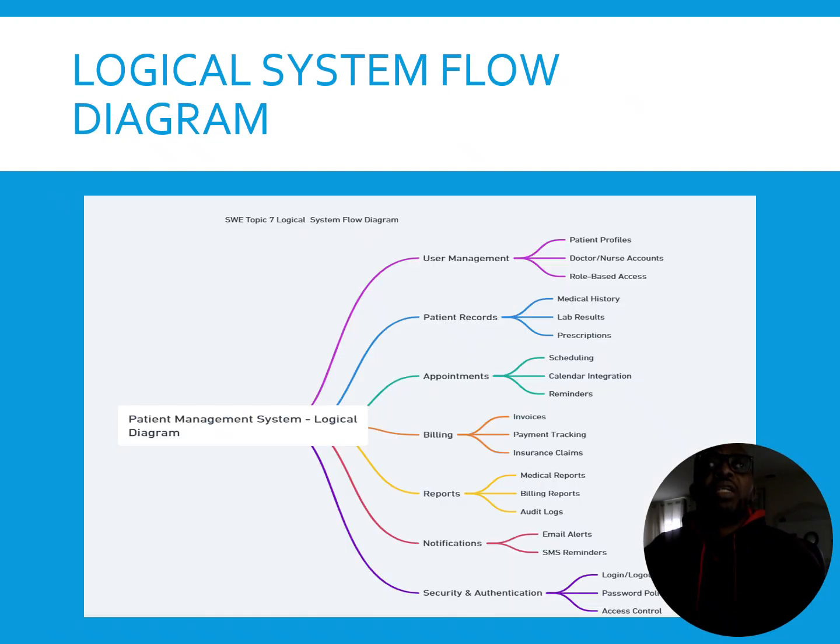Here, let's look at the logical system flow diagram. This flow illustrates how user requests move through authentication, scheduling, notification, and audit logging.